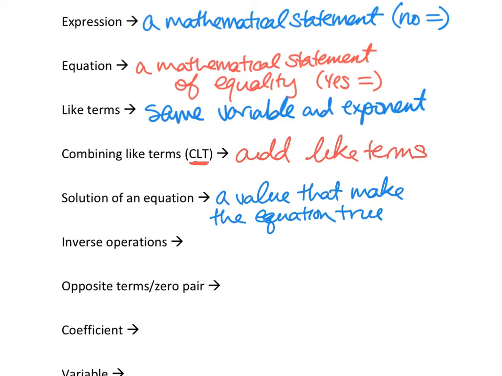We've already talked about inverse operations today, but inverse operations are mathematical operations: add, subtract, multiply, divide, square, square root, operations that undo each other. Add undoes subtraction, multiplying undoes division, on and on. Those are inverse operations. They undo each other.